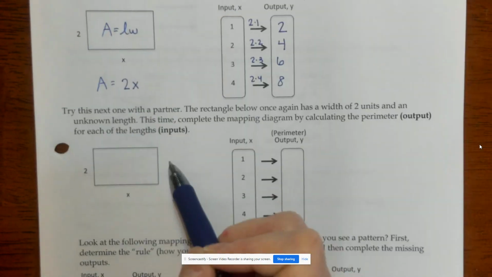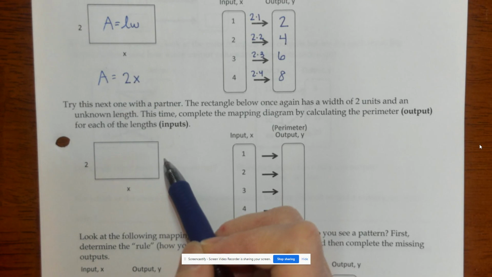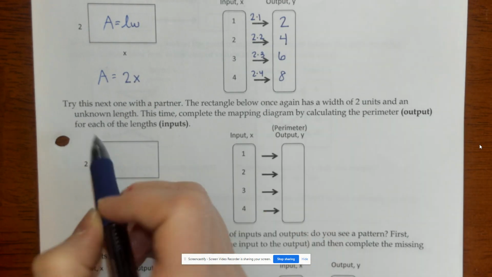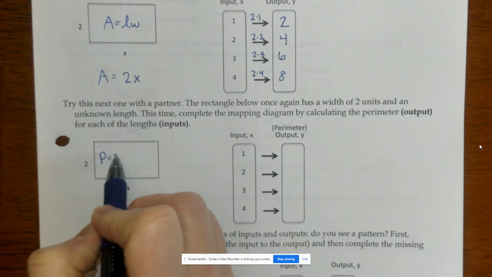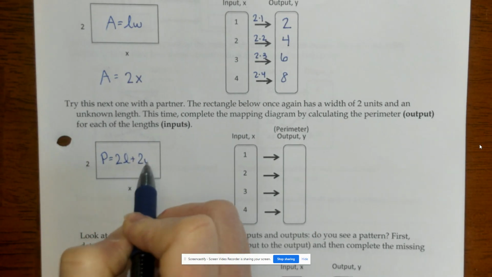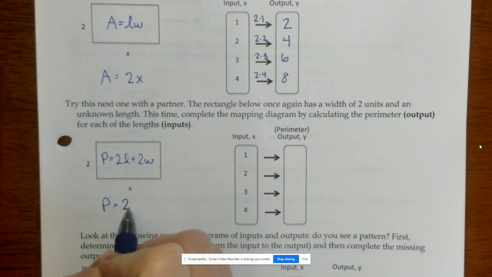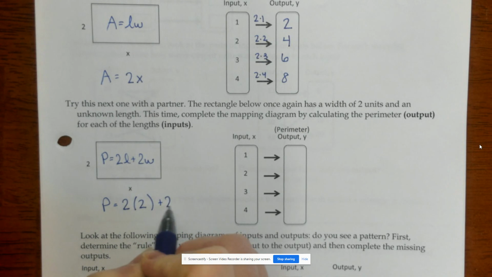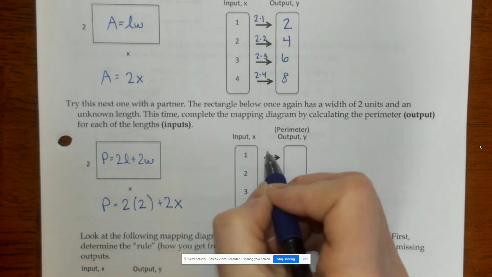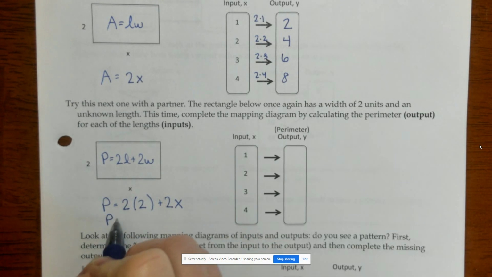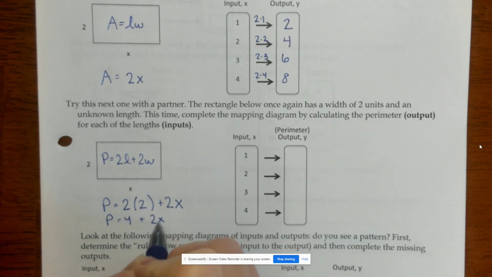The rectangle below once again has a width of 2 units and an unknown length. This time, complete the mapping diagram by calculating the perimeter. So we need to remember that the perimeter of a rectangle is 2 times length plus 2 times width. So for this one, it's going to be 2 times the length 2 plus 2 times the width x, which is the thing we don't know, the input. So we're going to do 2 times 2. Well, we know that's always 4 plus 2x.